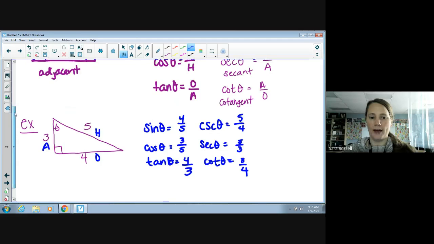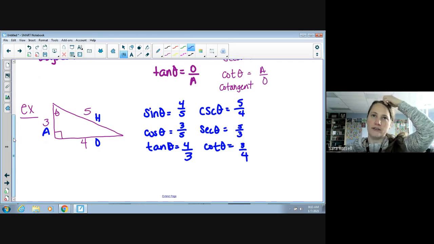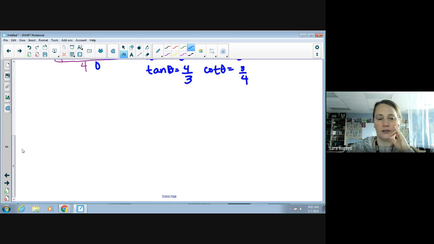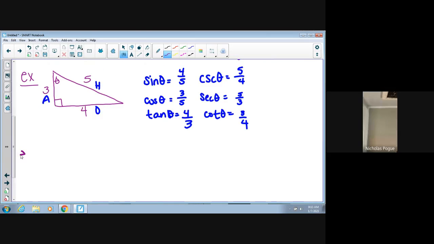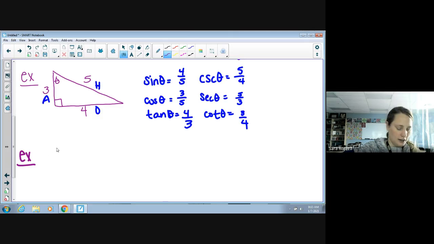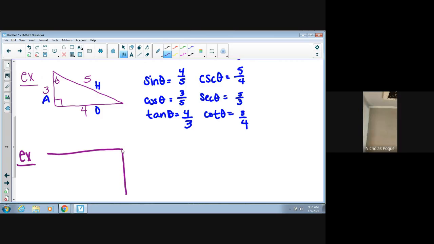We'll do one more where we have to find all 6 of our trig functions, but in this case, they're not going to give you all 3 sides. They're only going to give you 2 sides. So we have to remember how to find the 3rd side of a right triangle. Are you going to say the Pythagorean theorem? Yeah. Yep, that's right.